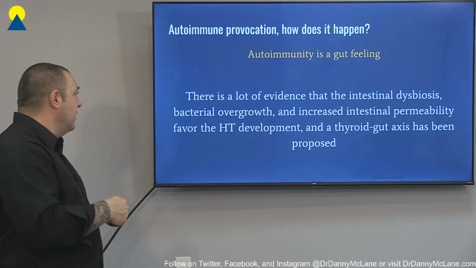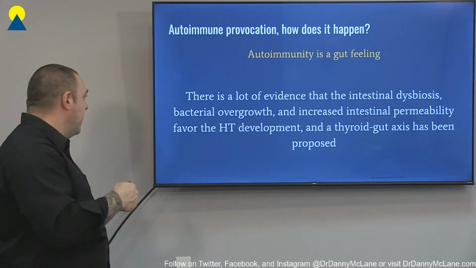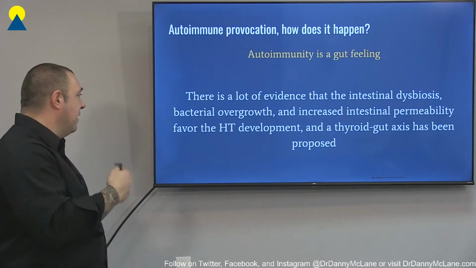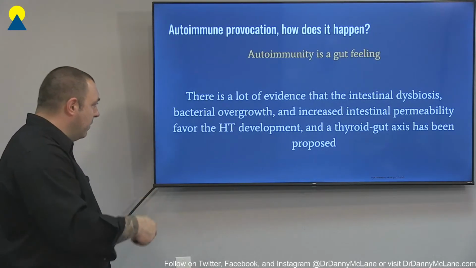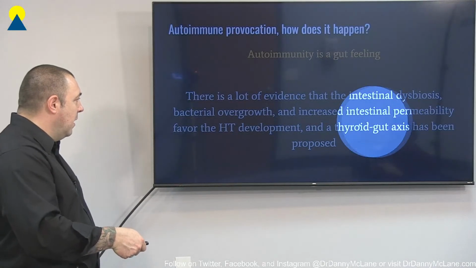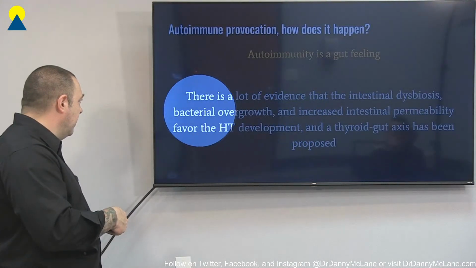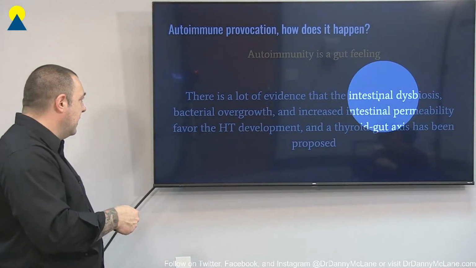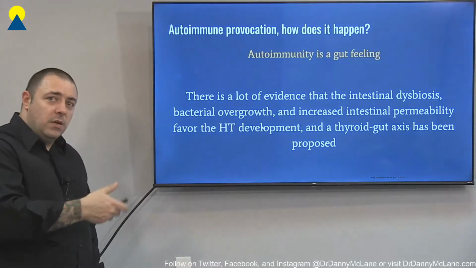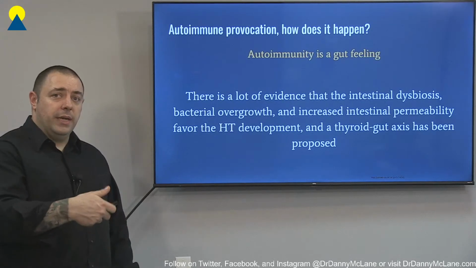Okay, there's a lot of evidence that intestinal dysbiosis, bacterial overgrowth, and increased intestinal permeability favor the Hashimoto's thyroiditis development, and a thyroid-gut axis has been proposed. This is exactly what we just talked about. Your thyroid recycles proteins in the gut, and if you have bacterial overgrowth, we talked about bacteria releasing those inflammatory components that activate your immune system. Intestinal dysbiosis favors the development of Hashimoto's. That means we know that it's toxic. We know that it's damaging. We know that it's something that we can measure clinically.